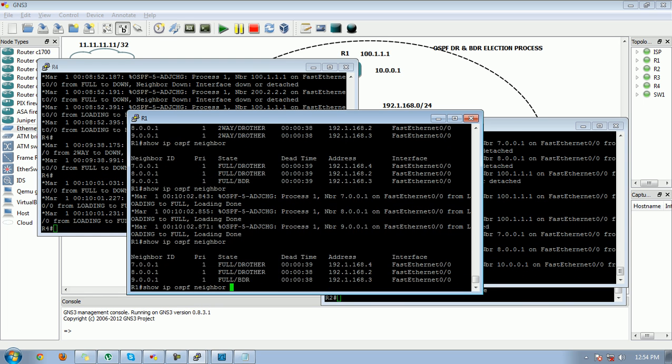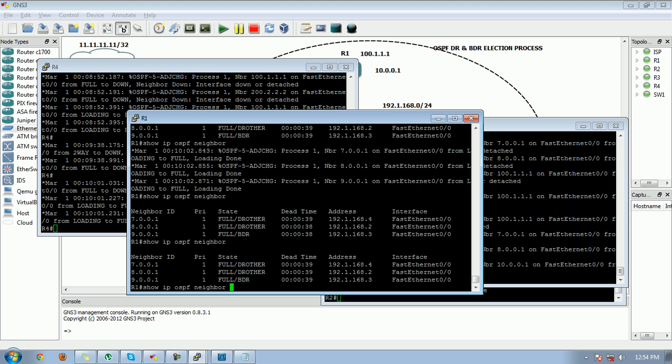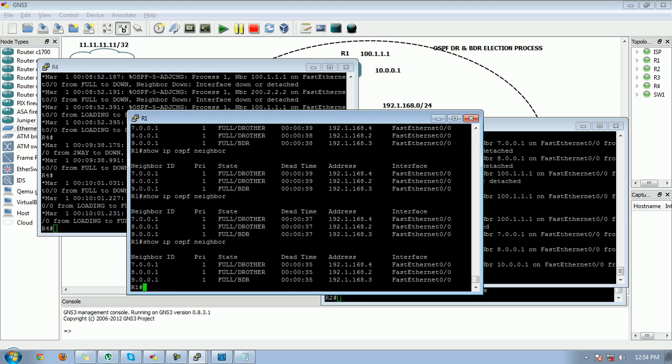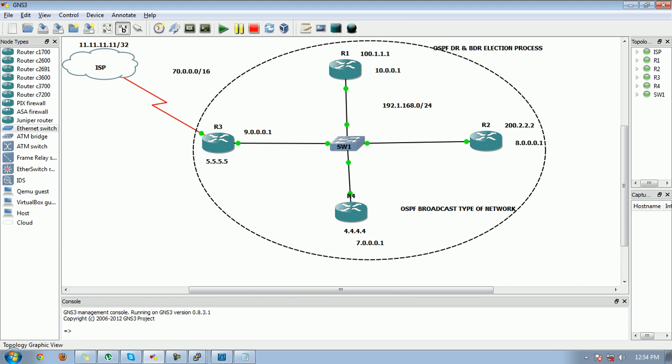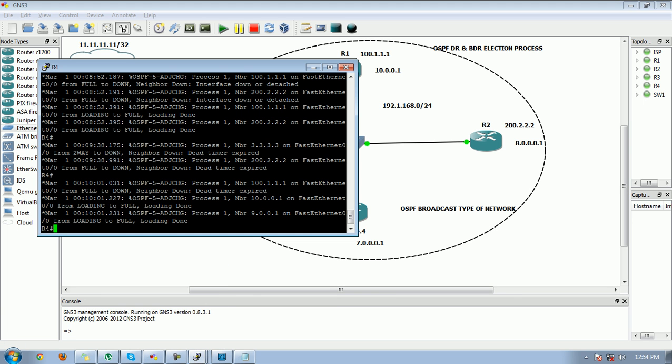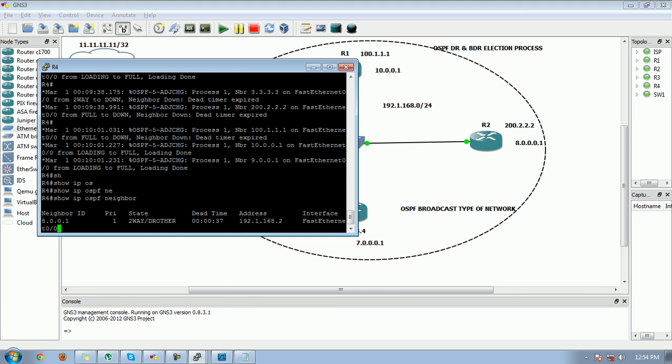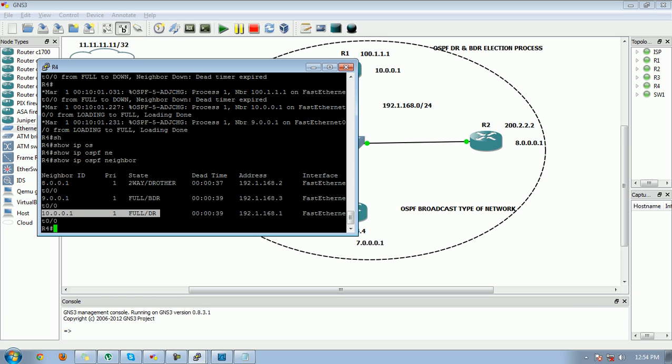See, the priority is set to 1, which means election is happening. Who is my BDR? 9. Is it correct? Yeah. He should be my BDR and he is BDR. And what about DR? Who will be my DR? Show IP OSPF neighbor. R1 should be my DR. Is it correct? Yeah, correct.